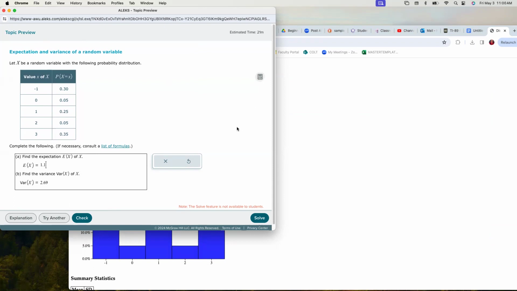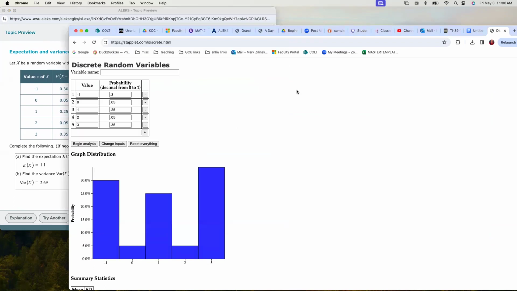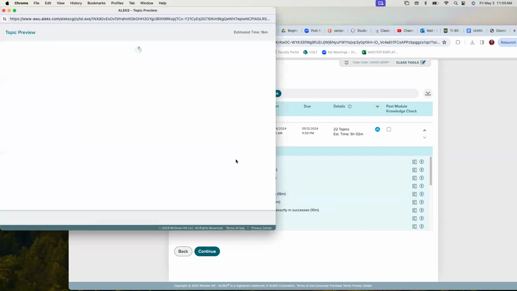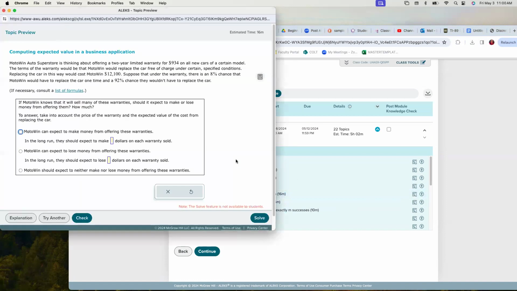As far as the other problems here, there's one we already did, introduction to expectation, counting. Here's a business application, let's do this one. Can't do all of them, but all right. I'm just going to go over this one, just so it's pretty simple. Obviously, it's just trying to put all this into perspective.